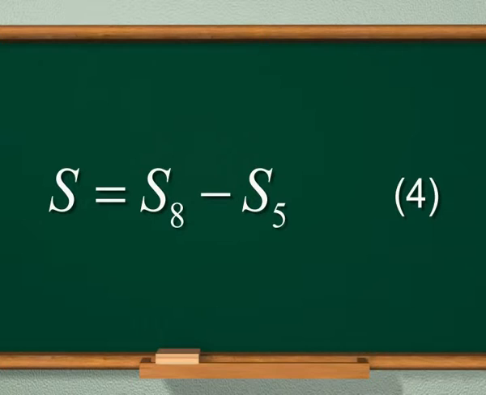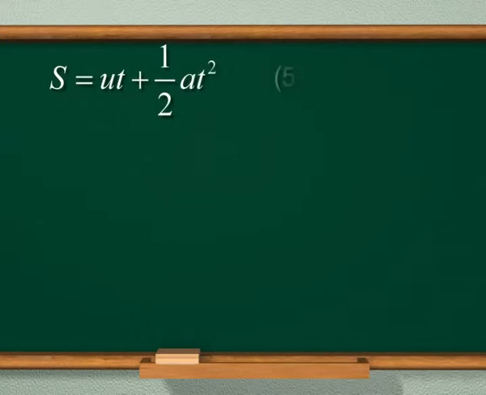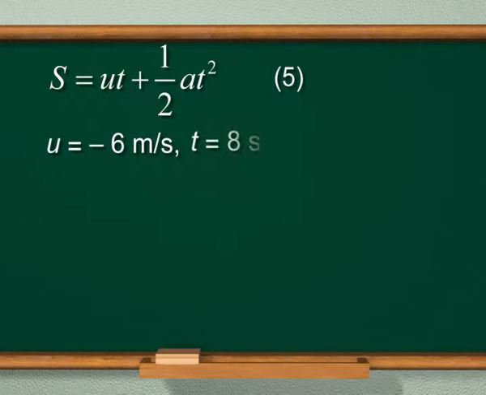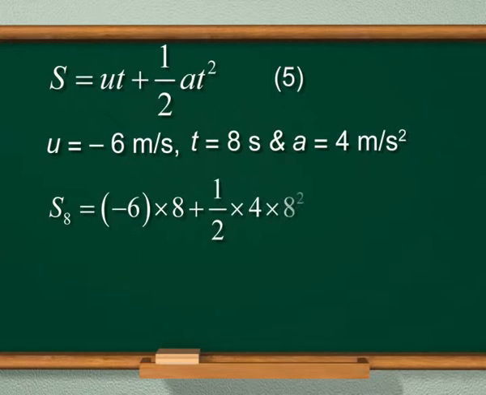since the distance traveled by the body in time t is s equal to ut plus half a t square as equation 5. Then, for determining the distance covered by the body in 8 seconds, substitute u is equal to minus 6 meter per second, t is equal to 8 seconds and a is equal to 4 meter per second square in equation 5. We get s8 is equal to minus 6 into 8 plus 1 by 2 into 4 into 8 square.